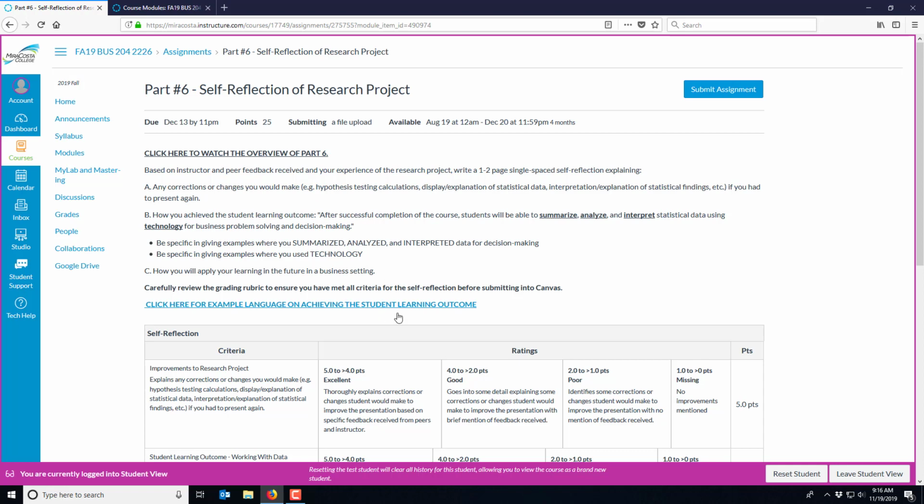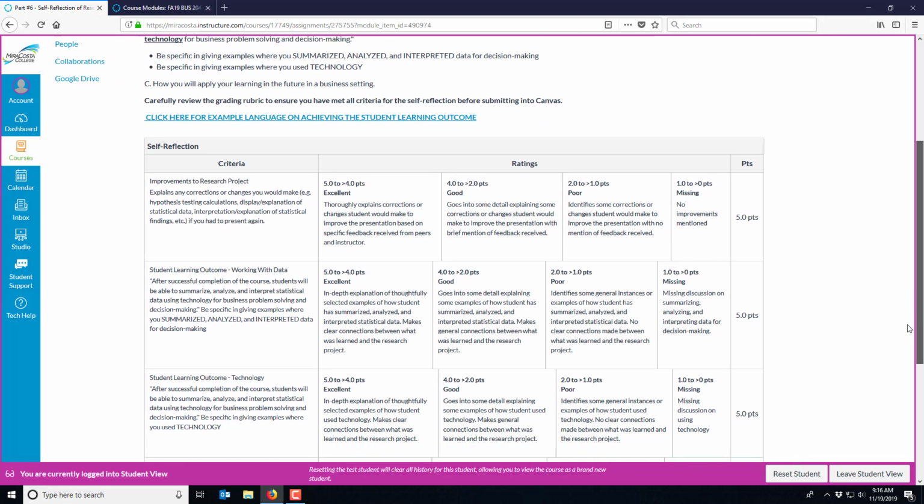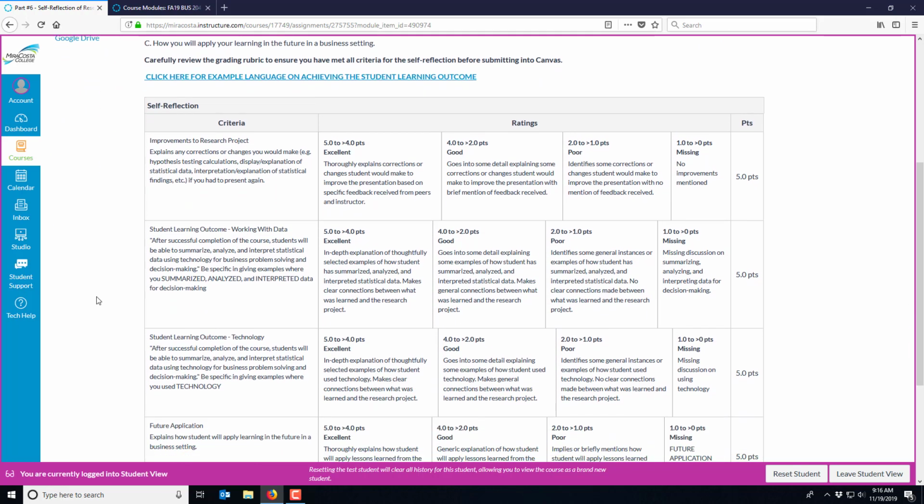If you scroll down below, you'll see that there is the rubric that you can use to guide you to make sure that you've addressed all of the requirements of the self-reflection and what is considered excellent, good, poor, or missing. And then also here I've got a link that takes you to some example language of what the Part B, the student learning outcome achieved, could look like.